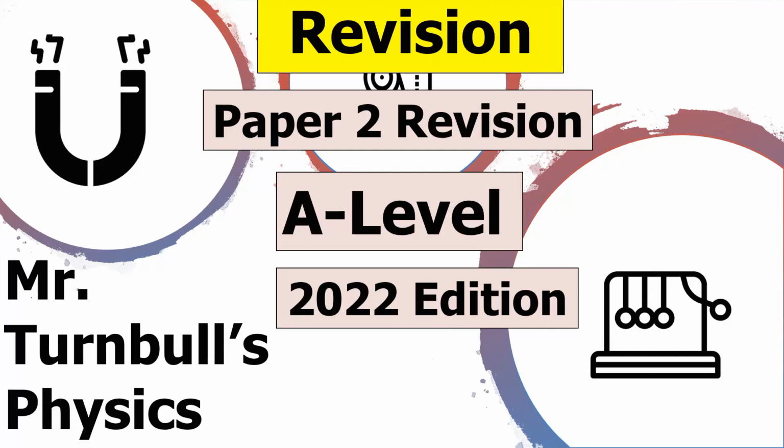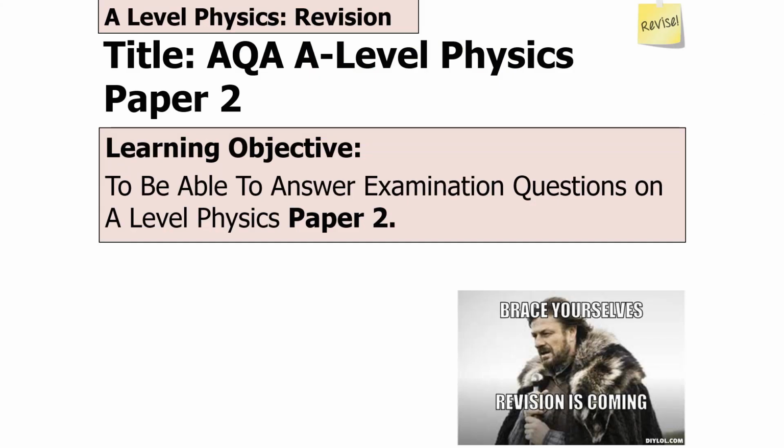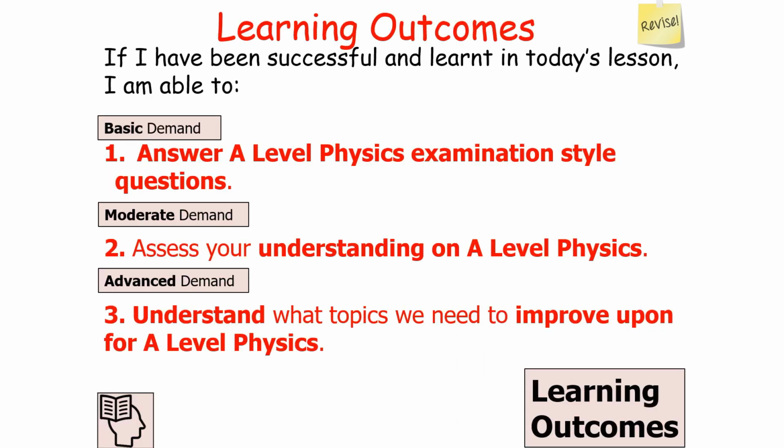Hello and welcome to this revision session for AQA A-level physics paper 2. So in today's revision session, what we're going to be doing is we're going to be looking at answering examination questions on A-level physics paper 2, focusing on multiple choice questions. So if we've been successful and we've learned in this revision session, we should be able to answer A-level physics examination style questions. You should be able to assess your understanding on A-level physics and finally understand what topics you need to improve upon for A-level physics.